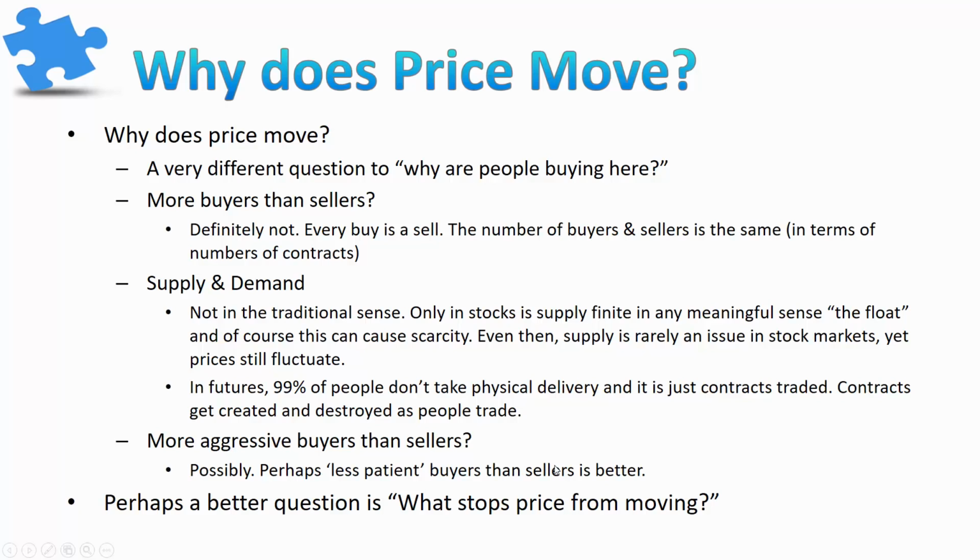Now, another answer would be more aggressive buyers and sellers, and that's probably close to the truth, but perhaps less patient buyers and sellers would actually be a better way to look at it. So perhaps a better question we should ask ourselves is, what stops price from moving? So why is it that the S&P 500 futures doesn't trade at 2100 one second, and then 1260 the next second, and then 500 the next second, and then 5000 a second after that? We know that doesn't happen. And the answer to that question, why does price move, or why doesn't price just jump everywhere, or how does price move, is also the key to reading order flow.